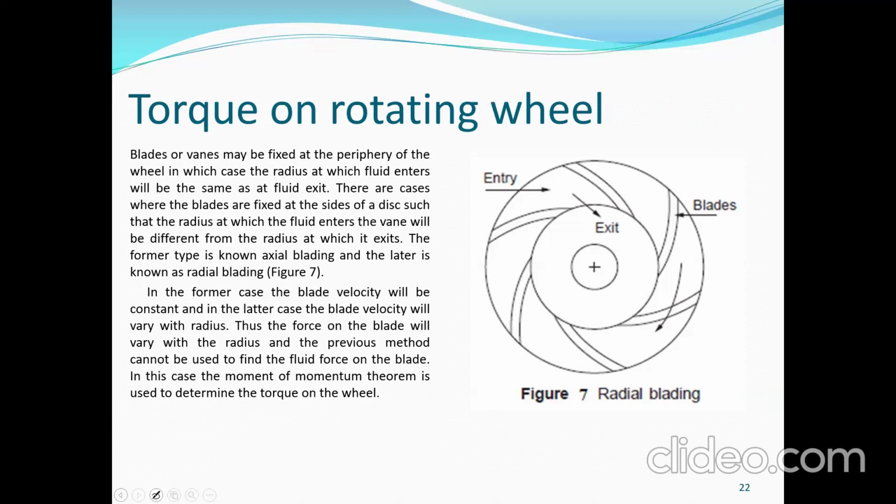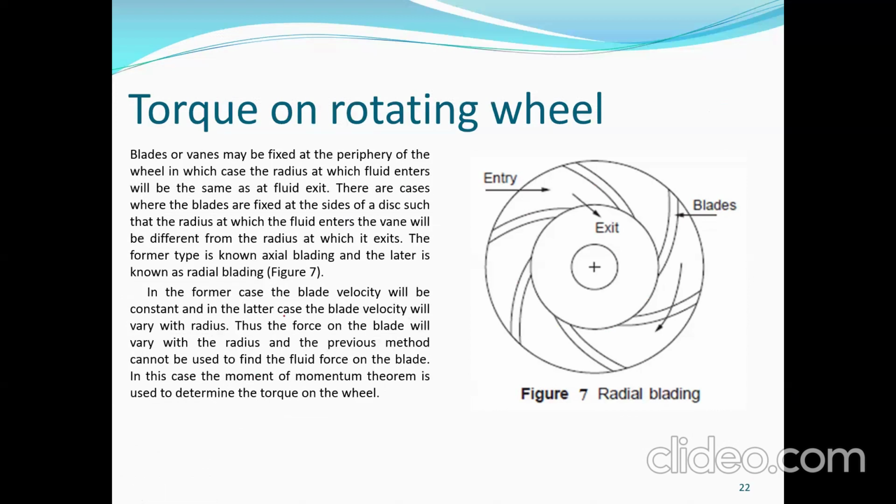So there are cases where the blades are fixed at the sides of a disc, such as the radius at which the fluid enters the vane will be different from the radius at which it exits. So the former type is known as axial blading, and the latter type is known as radial blading. Ito yung radial blading. Sabihin, yung radius niya, nag-iiba-iba. Yung sa axial, yun yung sa mga propeller.